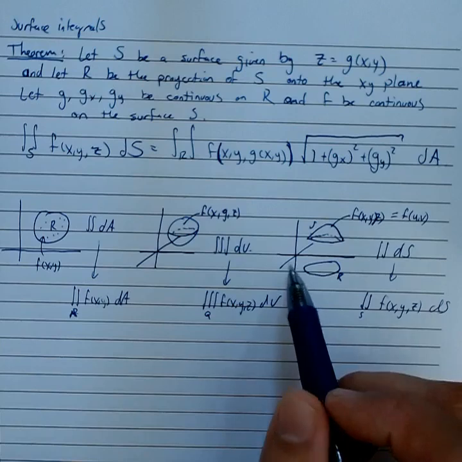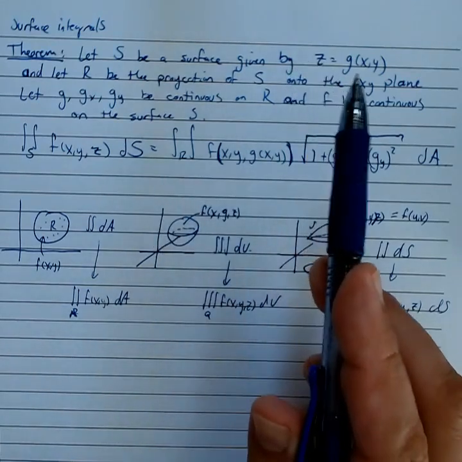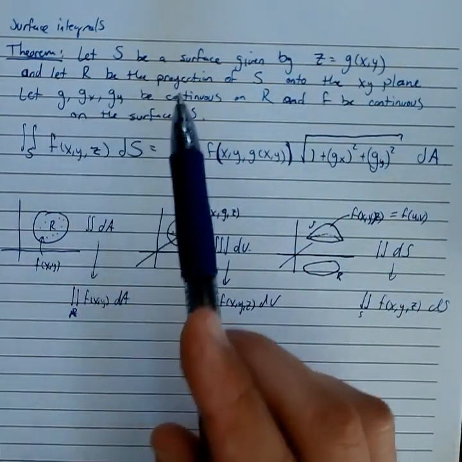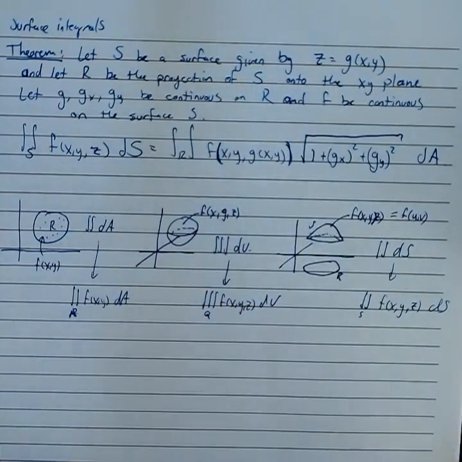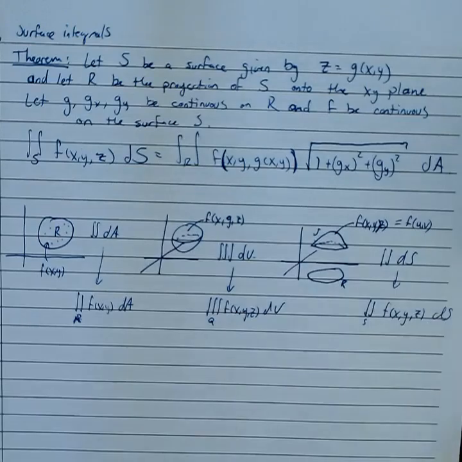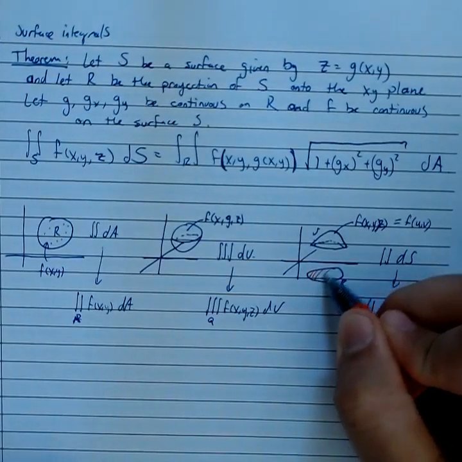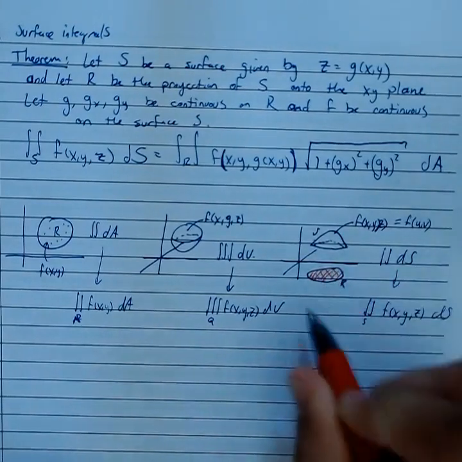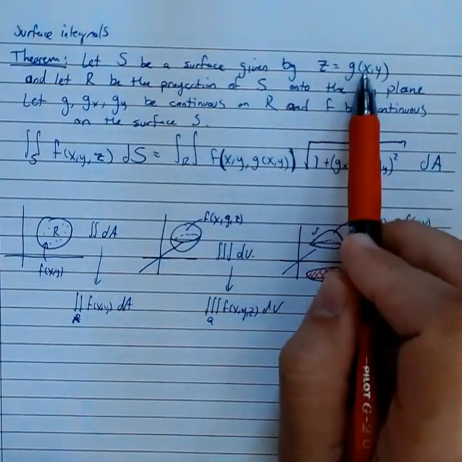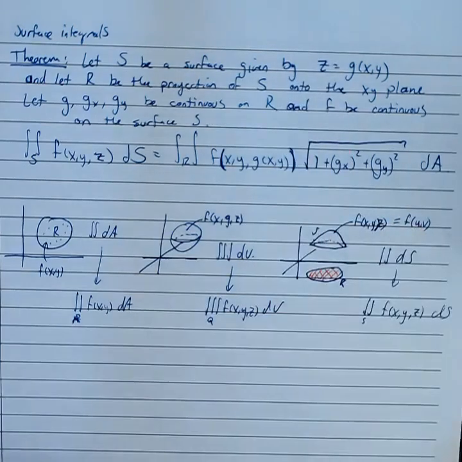Okay, so let S be a surface given by Z is equal to G of X comma Y, and let R be the projection of S onto the XY plane. In other words, this one right here. Take this and squash it down here. It's basically just the domain of that function that gave you Z.